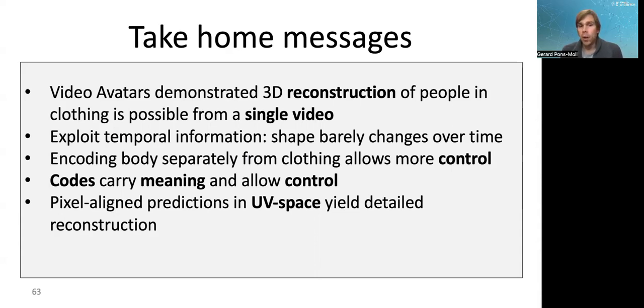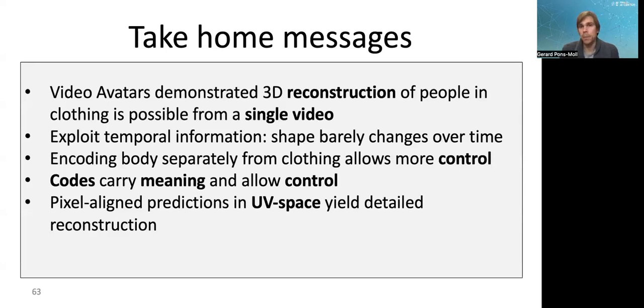And encoding the body separately from the clothing allows more control. As we've seen, it allows you to apply, for example, one garment from one body to another. And it's good to have codes that carry meaning and allow control, like these separated bodies and garments. And we've seen that predicting vertices directly is not so easy, especially if you want to predict detail. And pixel-aligned predictions in UV space yield more detailed reconstructions while allowing you to then apply different poses and different shapes to the model.